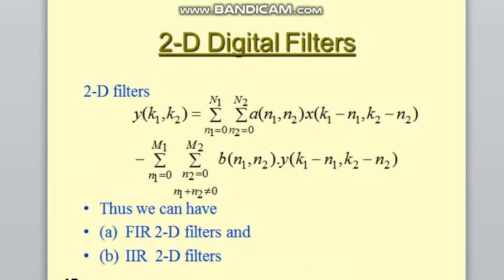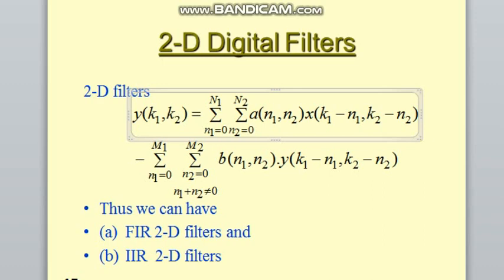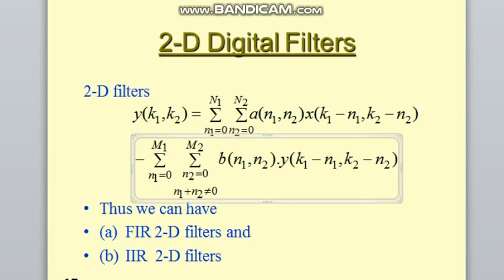And 2D digital filters are like that, that is y(k1, k2). Simply, as in the previous sections, there are additive sections, scaling sections, and delay sections. If it's an IIR filter, then it will have the b and y equation, and b coefficients are there. Thus we can have FIR 2D filters and IIR 2D filters.